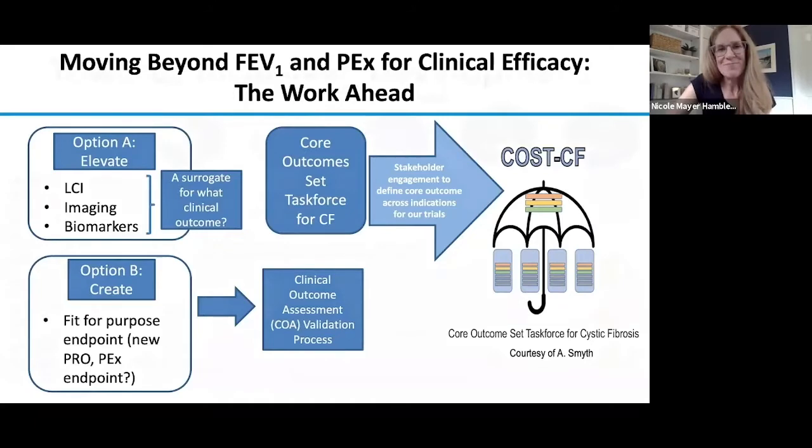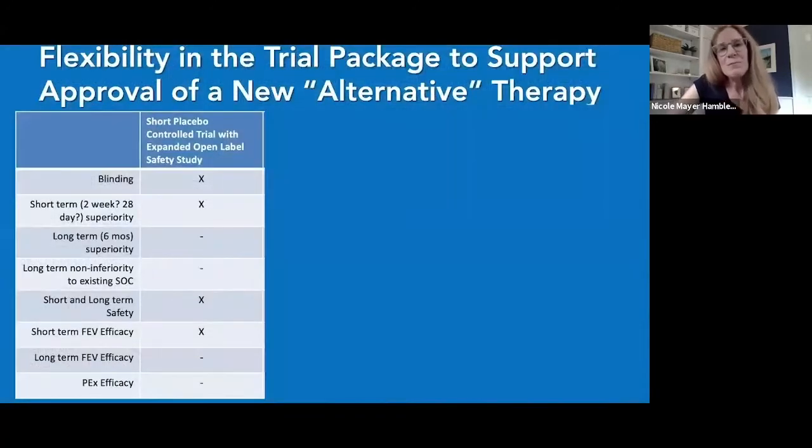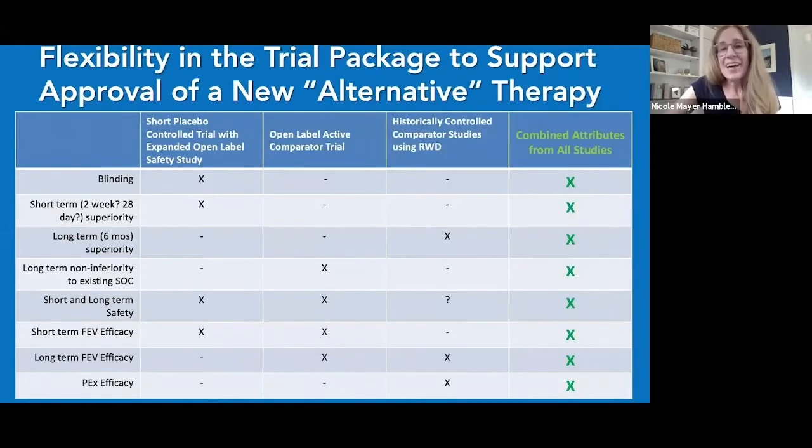Our second challenge here is when the development of a new therapy requires withdrawal of standard of care, most often seen for anti-infectives or modulators. We talked about the potential here. We may have a window to do a short placebo-controlled trial. For modulators, it may only be a week or so. This is a strategy, but it may fall short to acquiring some of those key safety and efficacy parameters that regulators like to see.